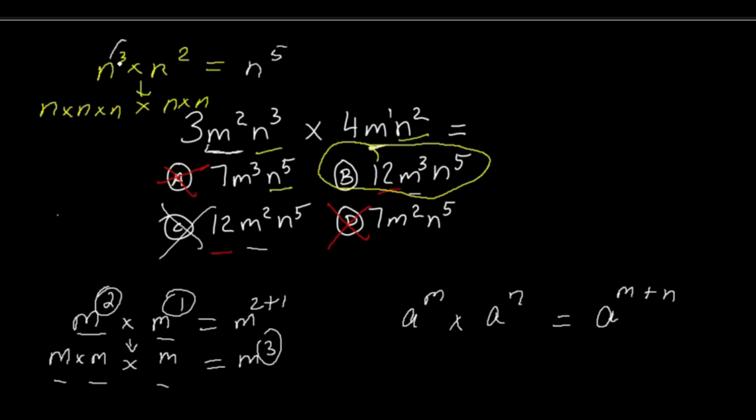And we can just look at it. If we add 3 to 2, we get 5. And so we have it right here. So even though we have n to the fifth in both, the key was the m's. That makes a difference.